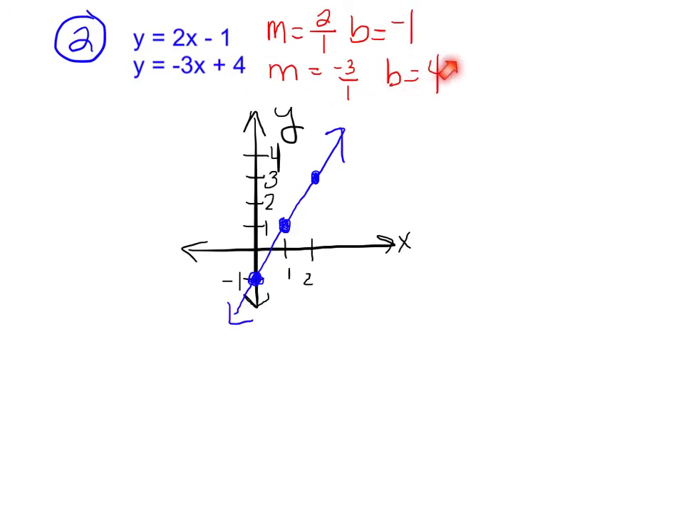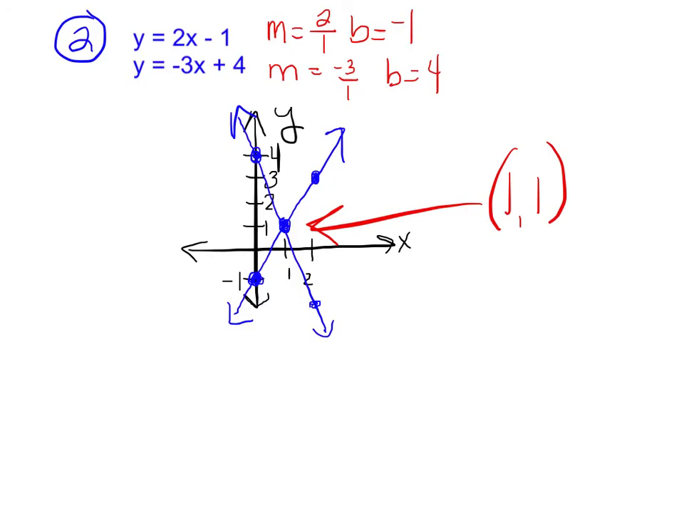Now look at our second equation. b equals 4, so it's going to cross at 4. Since our slope is negative 3 over 1, we're going to go down 3 over 1. Down 3 over 1. Our point's already there. Down 3 over 1 if you wanted to go again. And there is our line. What is that point of intersection? It is 1, 1. And that's it. You graph the two lines, find the point of intersection, and that's your answer.